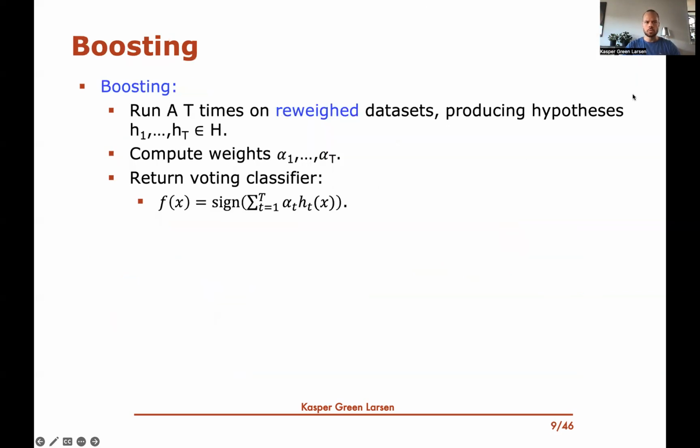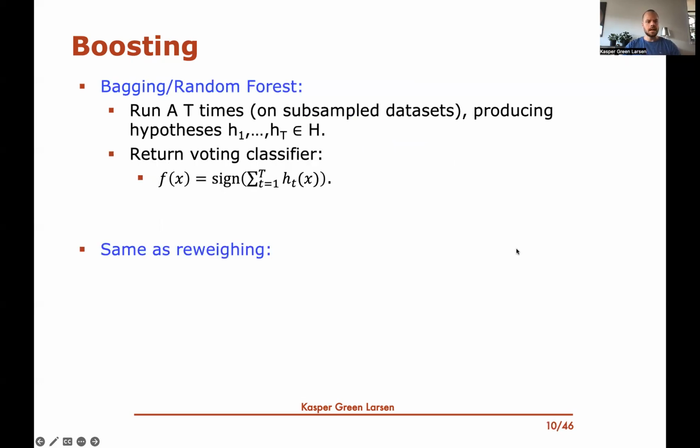Okay, so boosting again. We want to run this algorithm A, the base learning algorithm, t times, and what we're going to run it on is reweighted data sets, right? So this is basically what we're going to do. We're going to put different weights on the points in the training data set, and then we're going to train on all these different weighings. And this is going to output hypotheses h1 to ht. We're going to compute some weights, and we're going to return a majority vote.